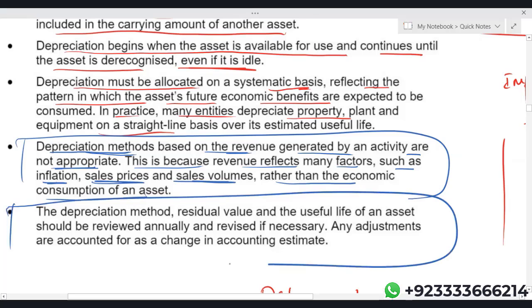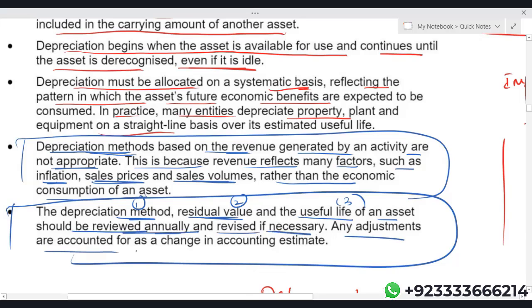Another important concept: depreciation method, residual value, useful life. Depreciation method one, residual value two, useful life three of an asset should be reviewed annually and revised if necessary. Any adjustment is accounted for as a change in accounting estimate, and a change in accounting estimate is applied prospectively. From the day you have changed these things, the new estimate will apply.